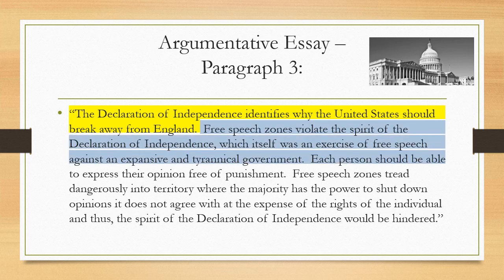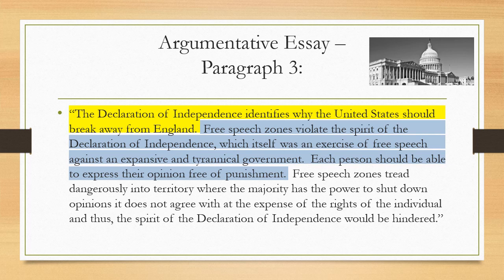Free speech zones violate the spirit of the Declaration of Independence, which itself was an exercise of free speech against an expansive, tyrannical government. Each person should be able to express their opinion free of punishment. Again, we talked about the Declaration of Independence, and the spirit of the Declaration of Independence was free speech itself. So therefore, we've related it back to our thesis.